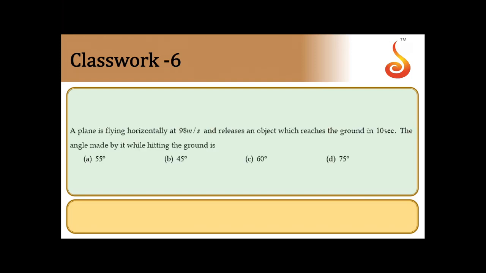A plane is flying horizontally at 98 meter per second and releases an object which reaches the ground in 10 seconds. The angle made by it while hitting the ground is. So you need to calculate the angle made by it when it hits the ground.